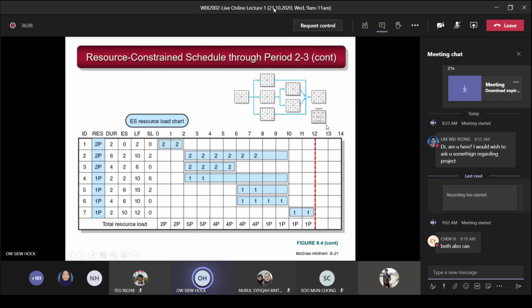Late finish is the last box at the right hand bottom corner here. Take all the values and load inside here. So you have the 2, 10, and then you have the 6, 10, 10, 10, and 12. Okay, next, what is the slack?